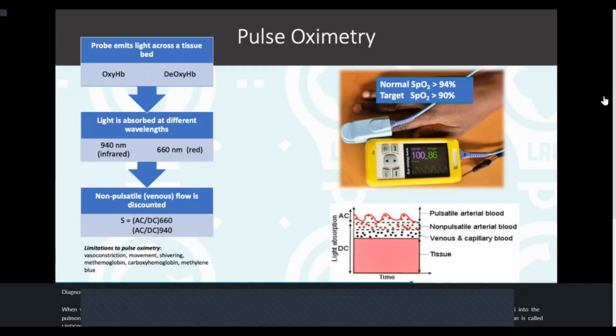Non-pulsatile venous blood and tissues also absorb light. However, these components are discarded by the pulse oximeter. The pulse oximeter only uses the values obtained from pulsatile arterial blood flow. Normal oxygen saturation by pulse oximetry is greater than 94%. However, when administering oxygen therapies, an SpO2 greater than 90% is usually acceptable. Pulse oximetry is non-invasive and painless for patients.